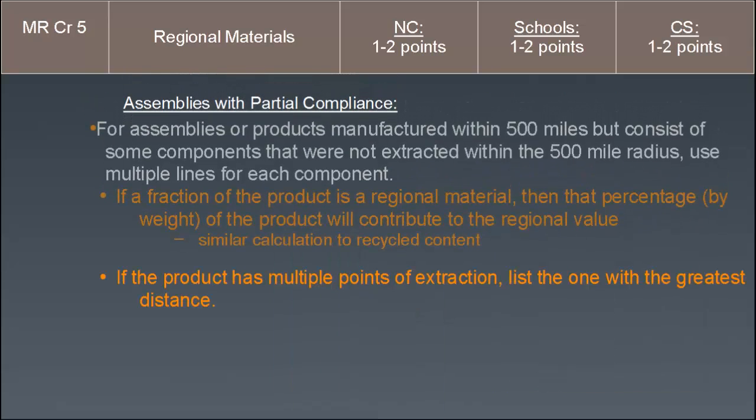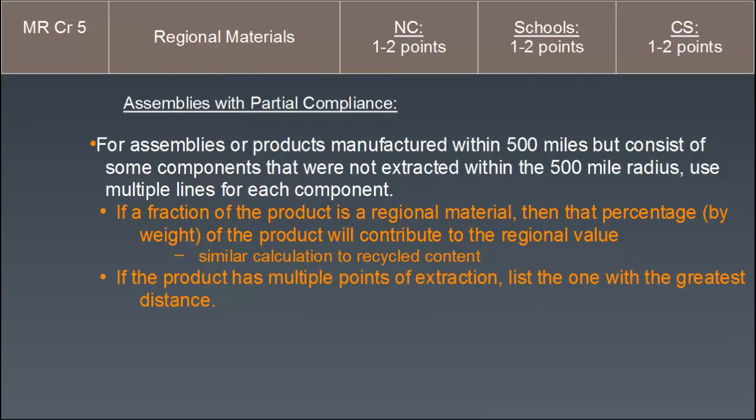For assemblies, there can be partial compliance. Often it's hard to find materials where 100% of the product has raw materials and is manufactured within a 500-mile radius, but sometimes part of the material is, such as maybe the aggregate in the concrete came from a local quarry. So you count the total weight of that aggregate in the concrete as part of the cost that can contribute towards regional material.